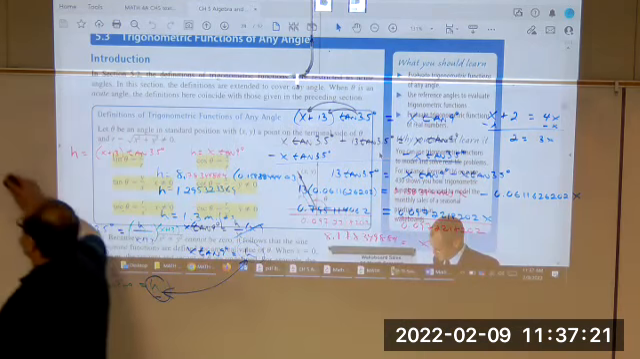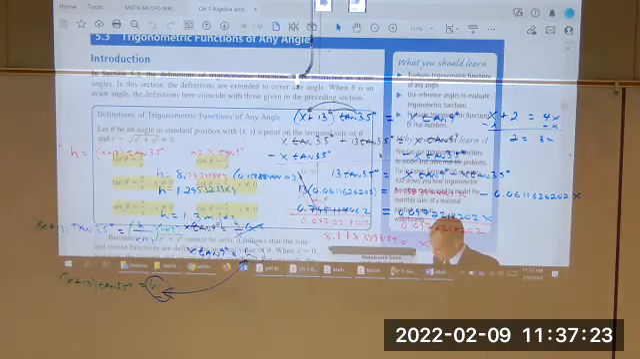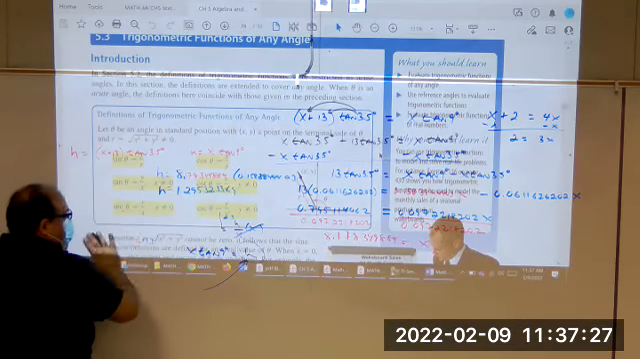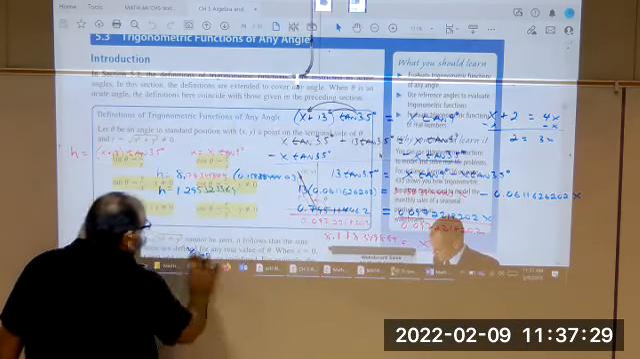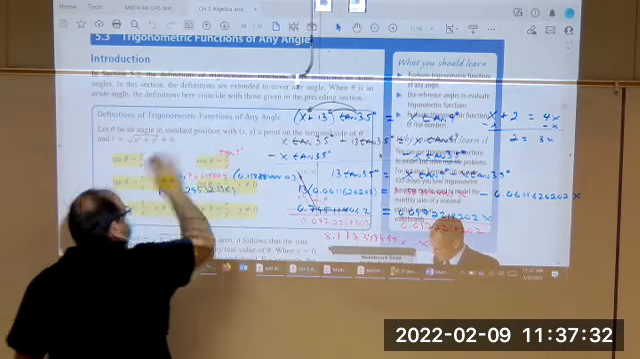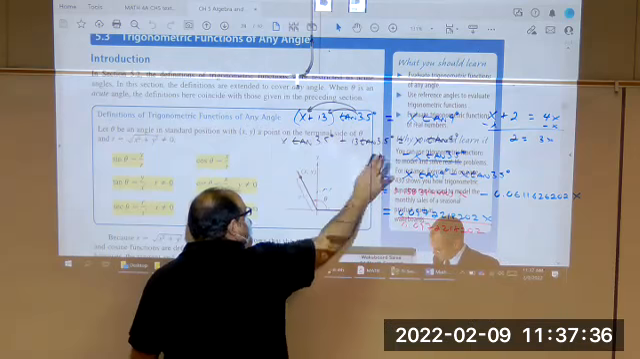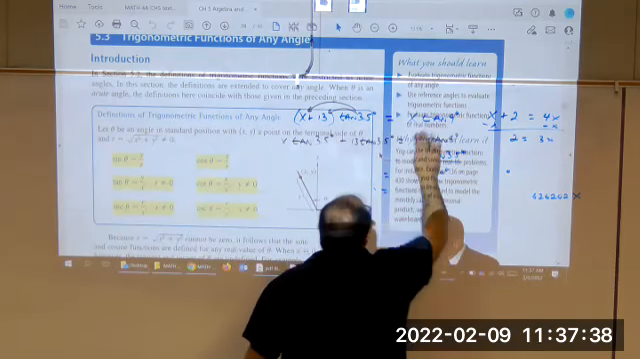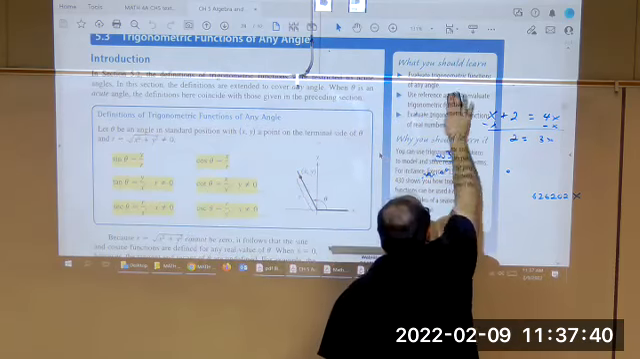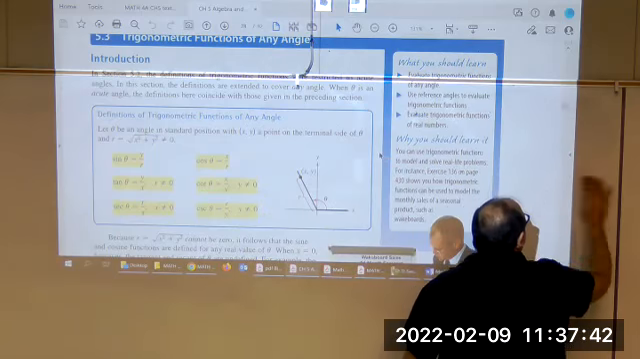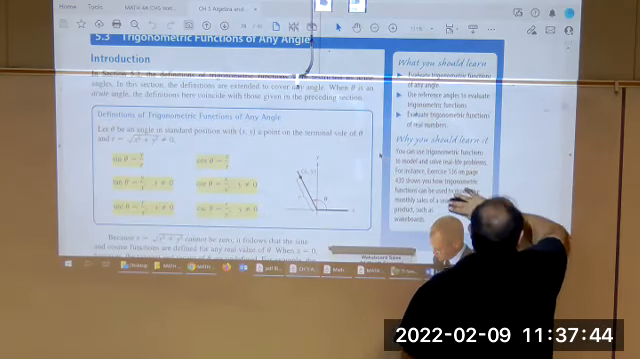So far, our trig functions, our trig ratios have been confined to a right triangle. We've only been able to take the sine, cosine, and tangent of acute angles. We haven't been able to do sine, cosine, or tangent of 0, or of 90. We've only been able to do any angle between 0 and 90.